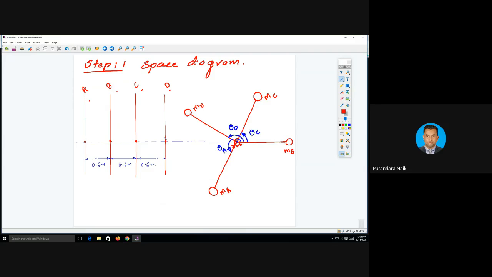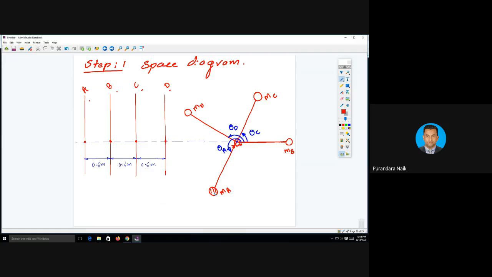Which plane do you need to select as a reference? Here we have B, C, D. Which one? B is a reference mass, but it is not a reference plane. Please remember, it is not a reference plane. You need to select a reference plane here in the front view. Either you can select A, B, C, or D. Which one do you need to select?